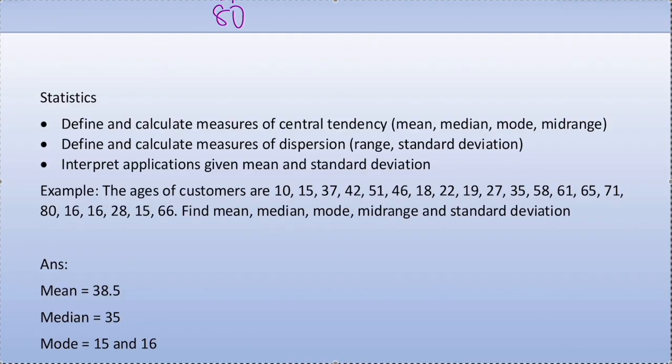Okay. Now, anytime you have a list of data, so these are ages of customers, you need to organize your data. So the first thing I would suggest is to write your data down from least to greatest. So we have 10, 2 15s, 2 16s. We're just going to go down the list. So that's the same list we had used earlier.